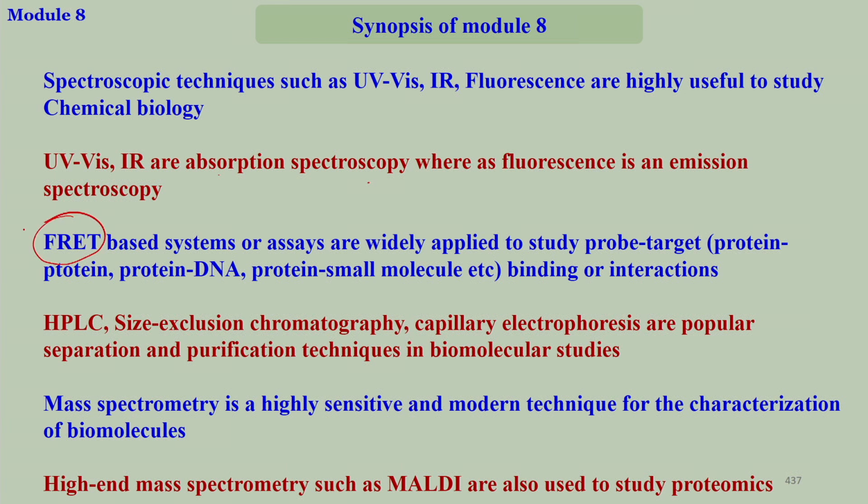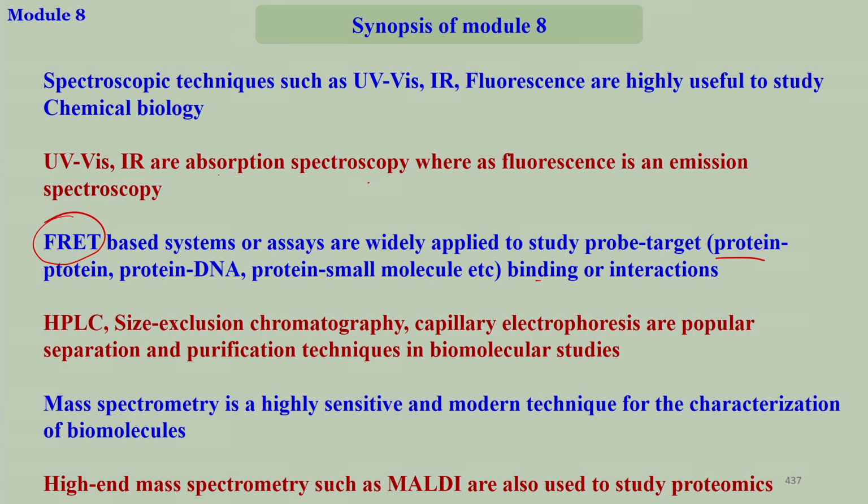FRET, fluorescence resonance energy transfer. FRET based systems or assays are widely applied to study probe target interactions. What kind of interactions may happen between your probe and your target molecule that you want to study, such as protein-protein interaction, protein DNA interaction, protein small molecule interaction. Those bindings or interactions you want to study are heavily used in chemical biology.